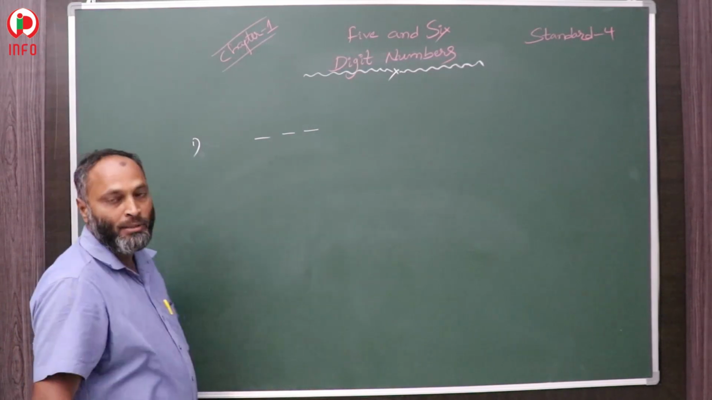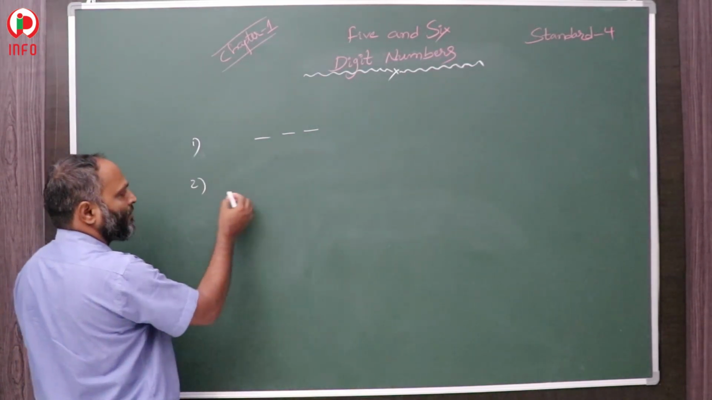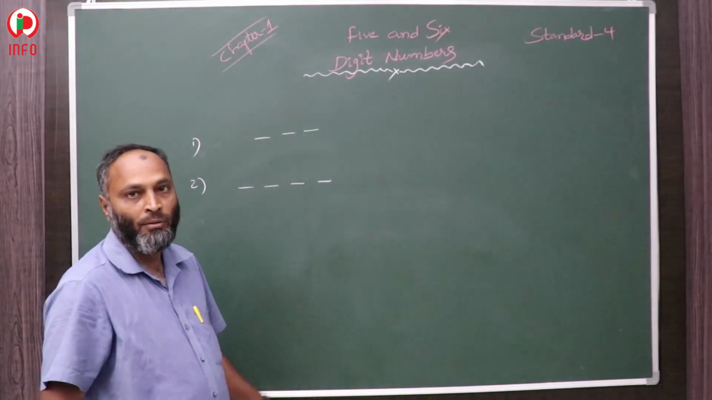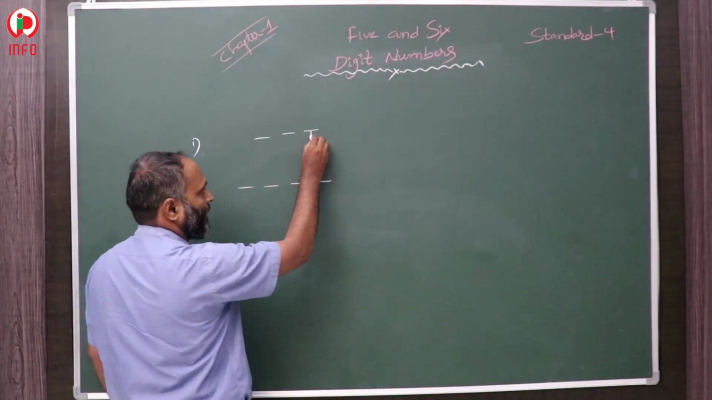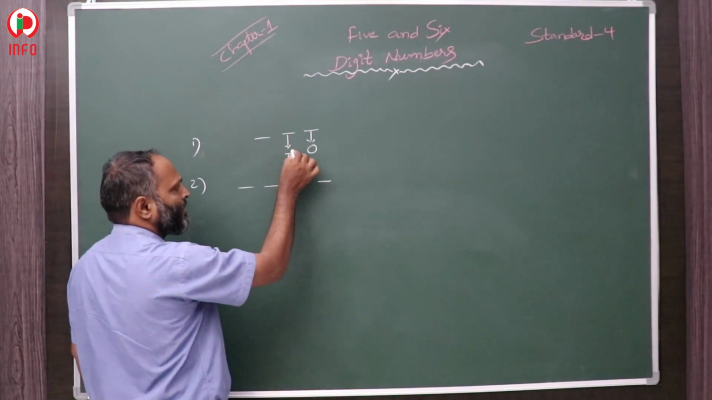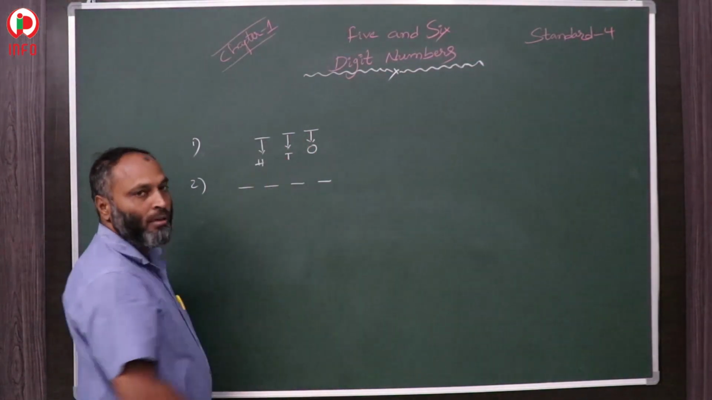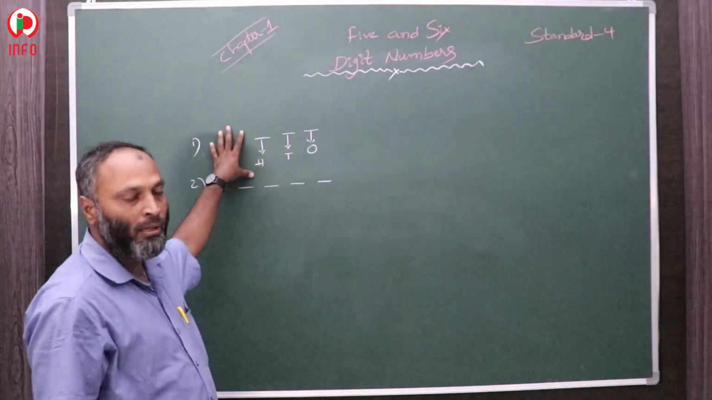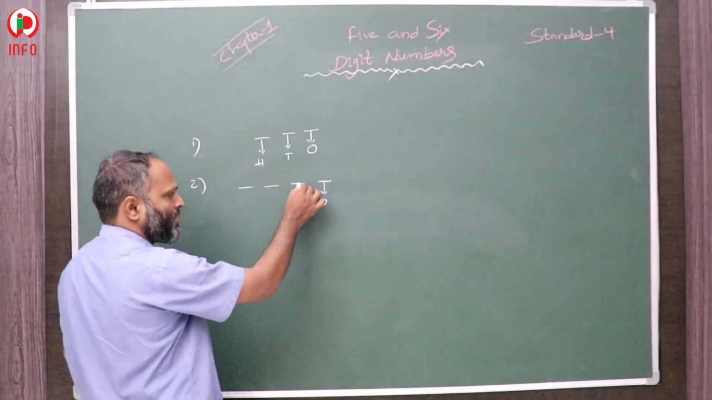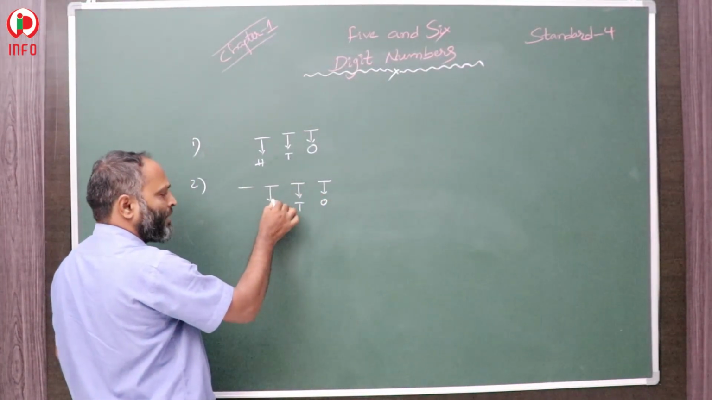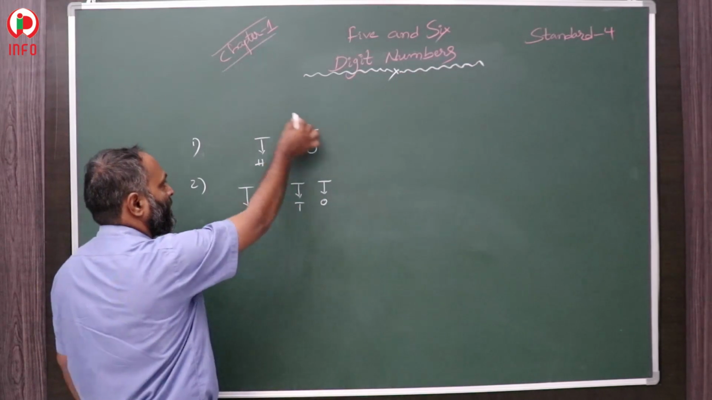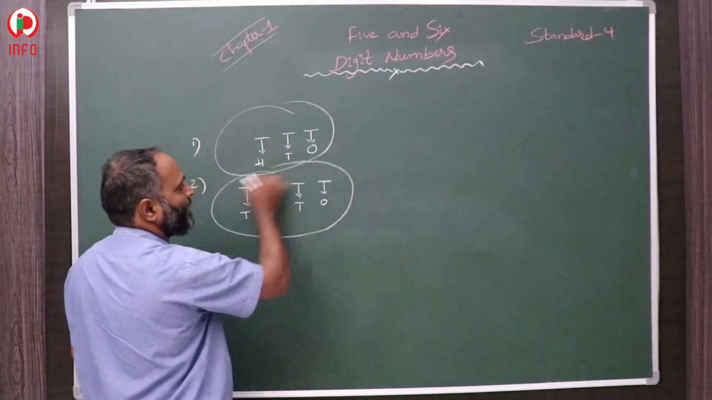See here, first 3 digit numbers: first, second and third. This is a 3 digit number, and first, second, third and fourth, this is a 4 digit number. What is the place value of this? This is ones, this is tens, this is hundreds. In a 4 digit number, this is ones place, this is tens place, this is hundreds place, and this is thousands place.